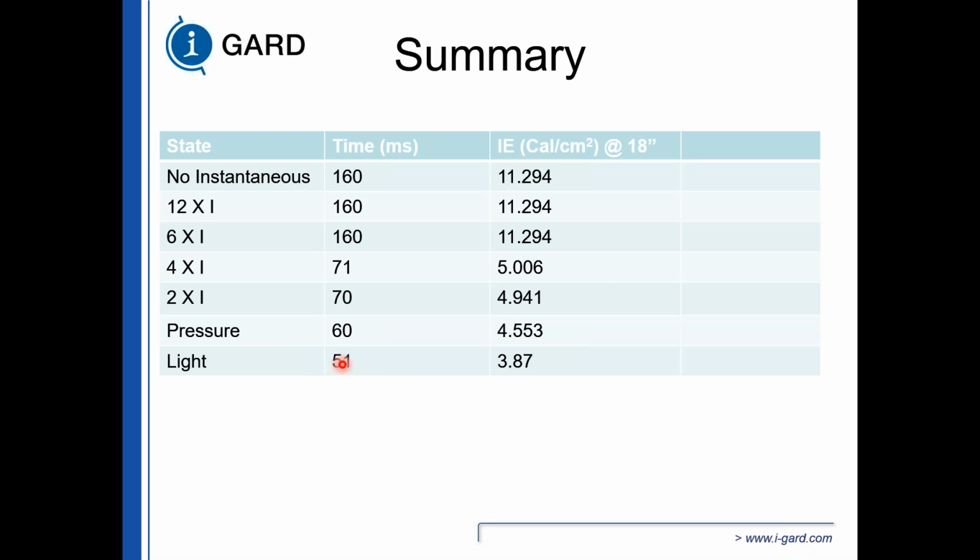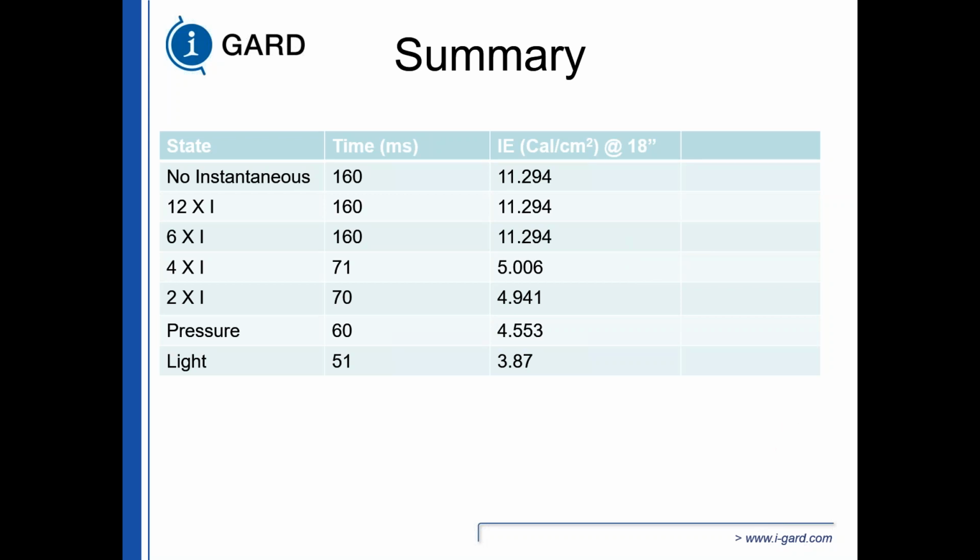So to summarize, the light sensor at 51 milliseconds gives us 3.87 calories per centimeter squared. The pressure sensor, an additional 9 milliseconds, 4.553 calories per centimeter squared. At 2 times and 4 times instantaneous, we're basically at 70 and 71 milliseconds, so you can see that they're very close together. And anything above 6 times, we pick up on short time, so it's 160 milliseconds, and we're at 11.3 calories per centimeter squared.